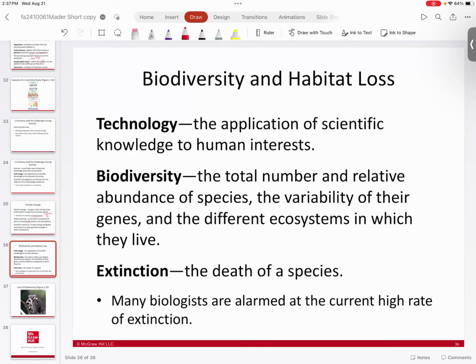And so we have technology, we have biodiversity, which is essentially the diversity of species, and of course extinction, which is the death of a species. And that's always a bad thing, because we never know what the death of one species is going to do to all the rest of them. If you pull one thread, it could undo the entire tapestry.